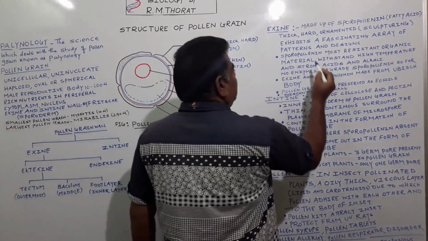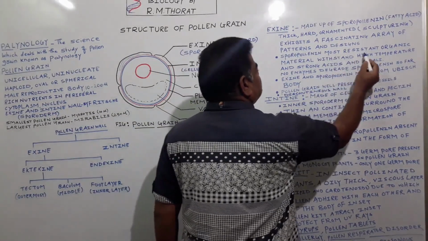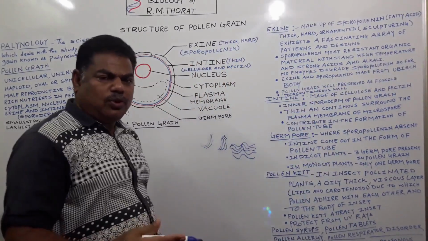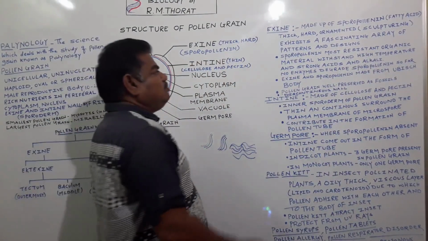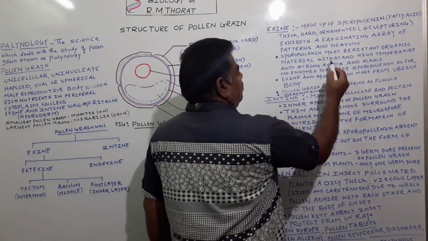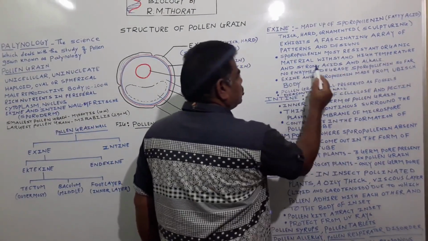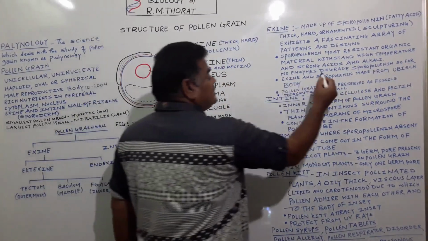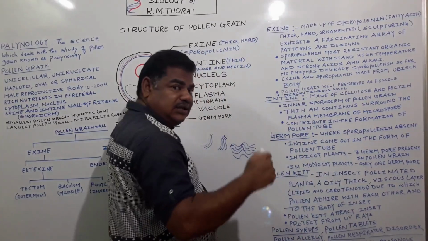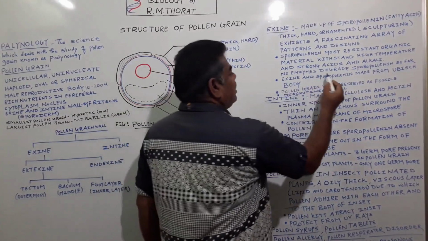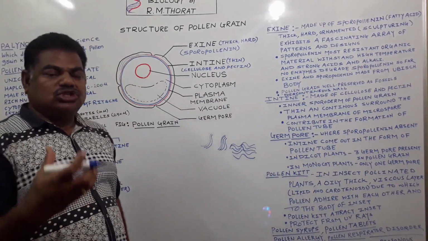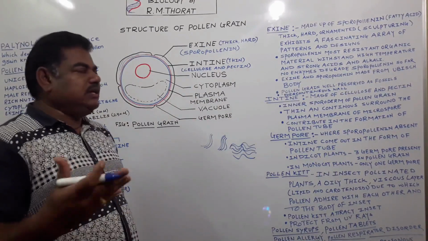Then sporopollenin is the most resistant organic material. It withstands high temperature and strong acid and alkali. There is no enzyme to this date which degrades sporopollenin so far. Such a strong material is formed in nature.